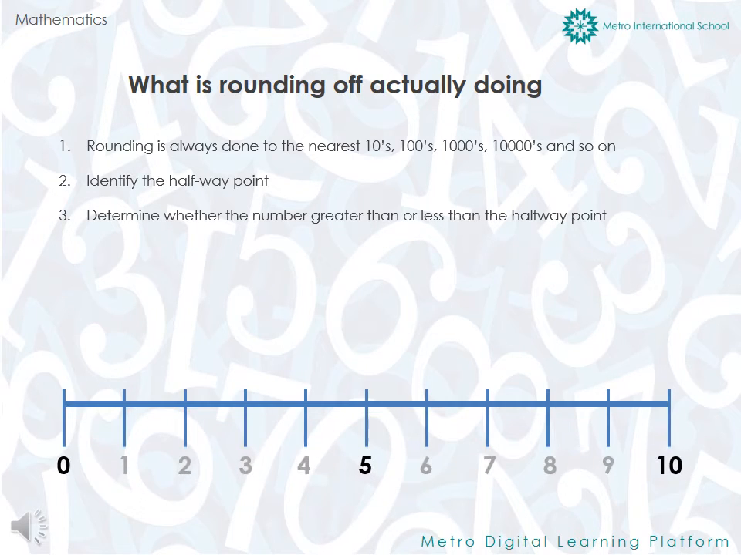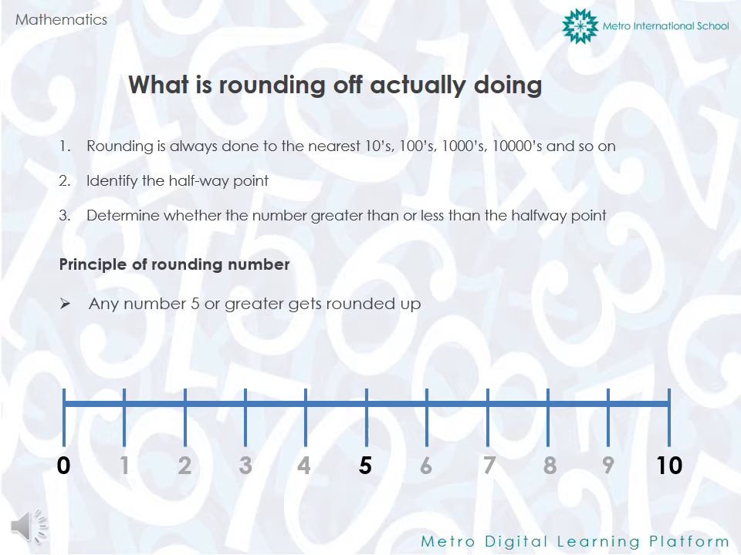When you look at the number line below, you will see 0 on one side and 10 on one side. If you count the vertical lines, you will see that 5 is exactly in the middle. This is called the halfway point. The principle of rounding is that any number that is greater than 5 goes towards the bigger number it is in between, and any number that is less than 5 goes towards the smaller number it is in between.